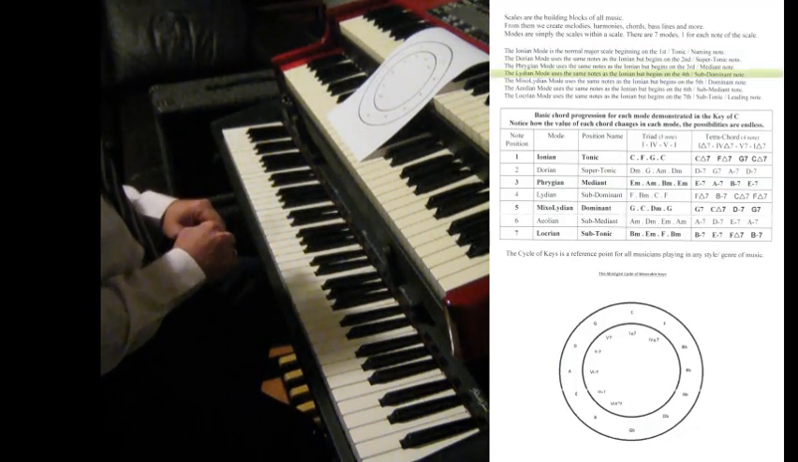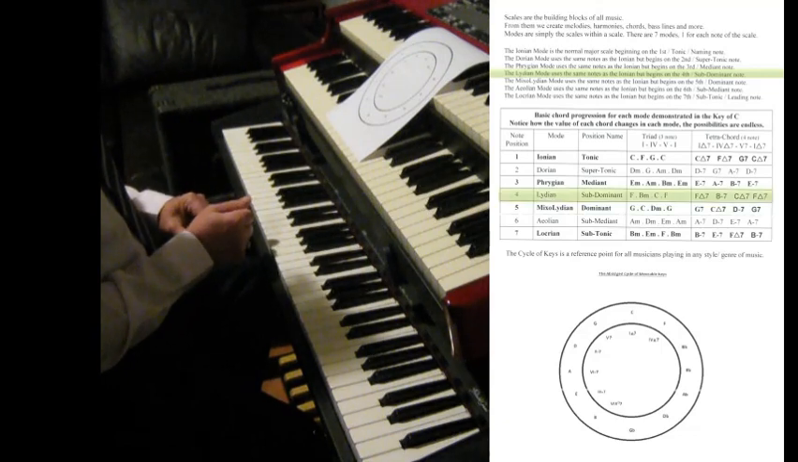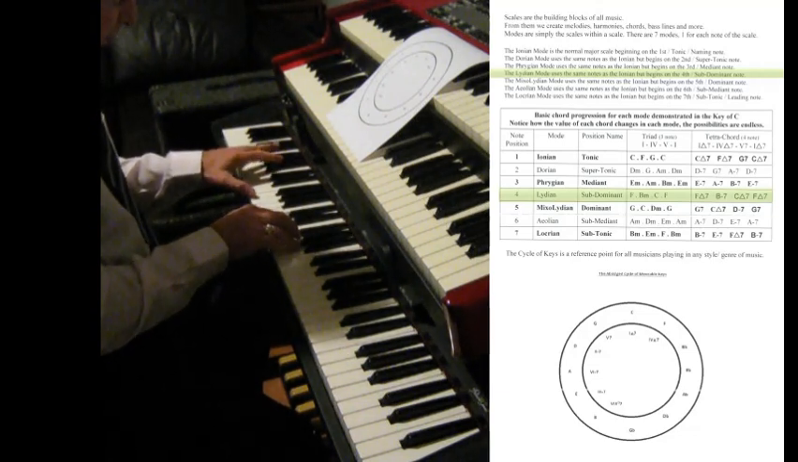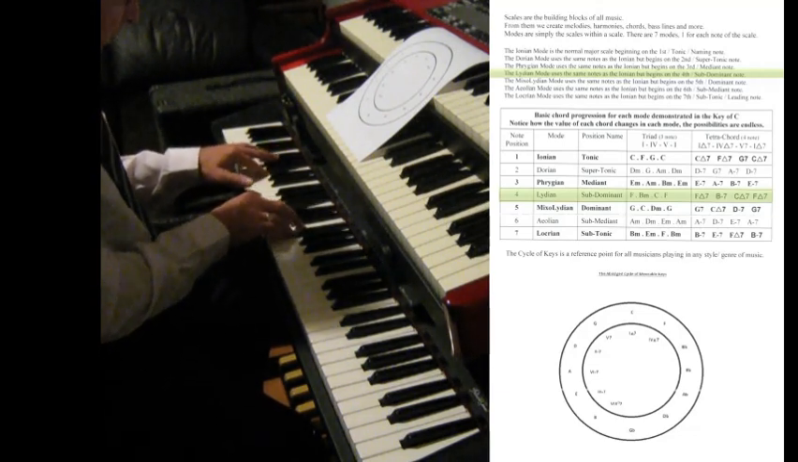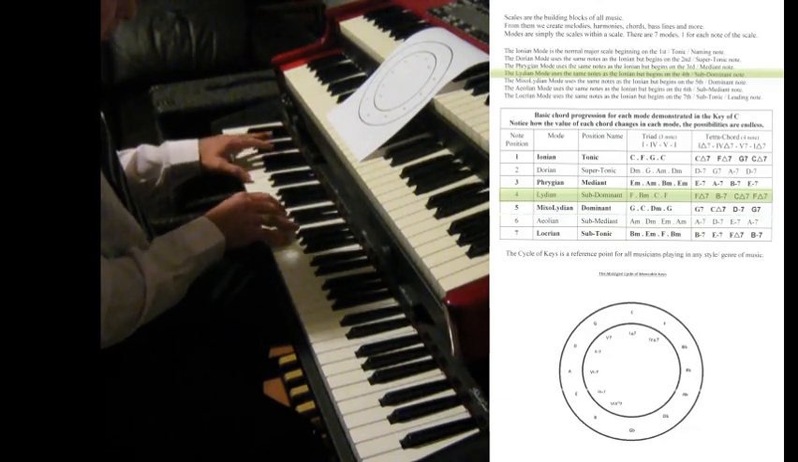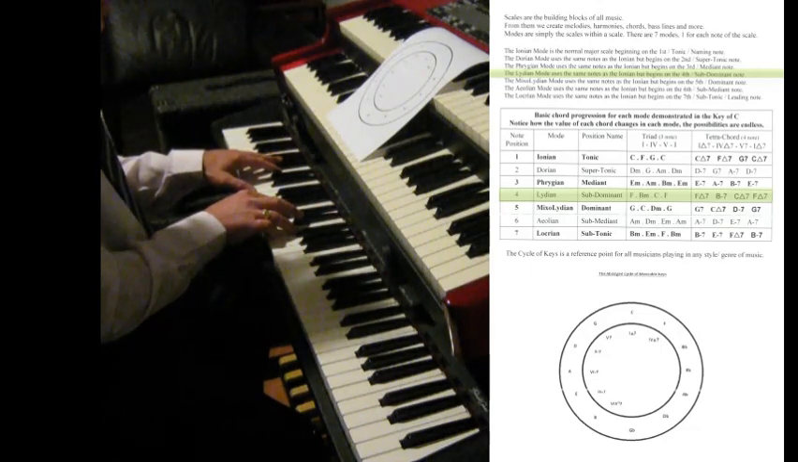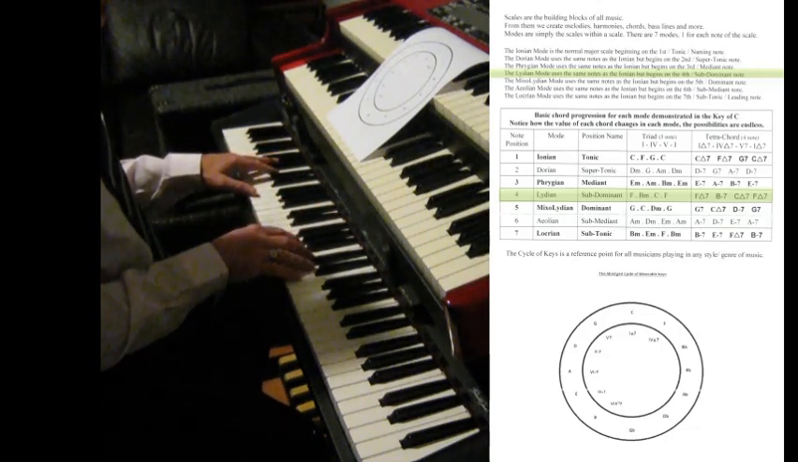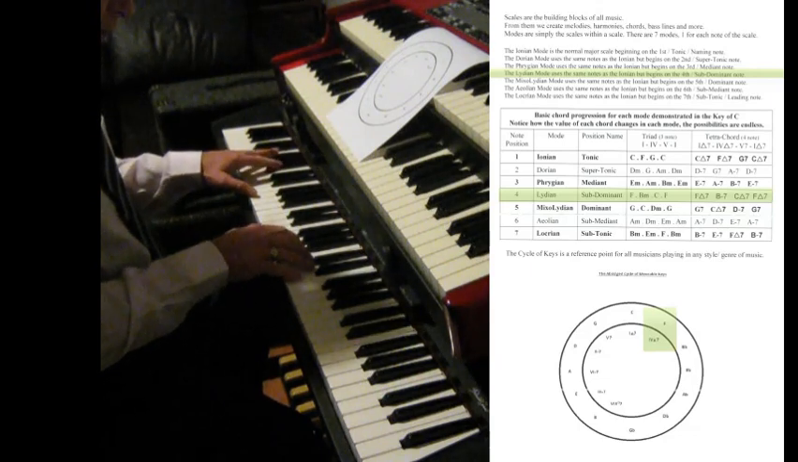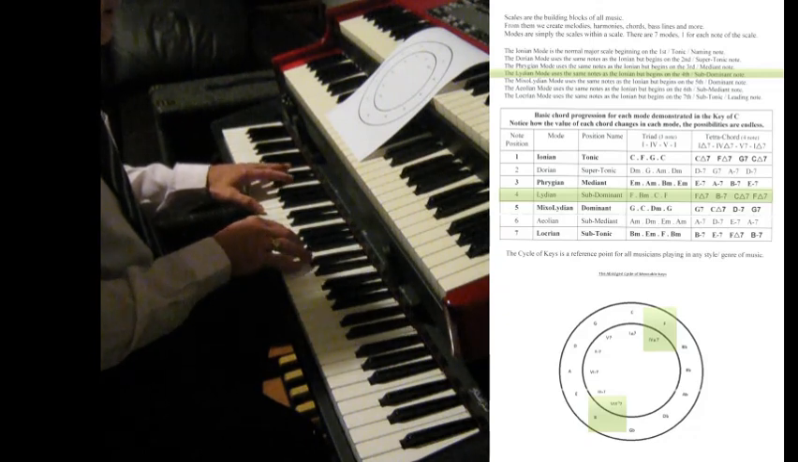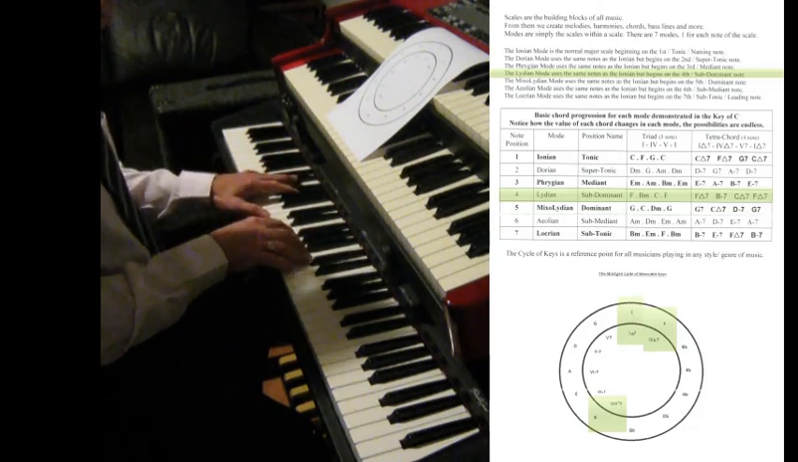The Lydian is the 4th or the subdominant. The chords will be F, B minor and C. And the tetrachords, F major 7th, B minor 7, C major 7th.